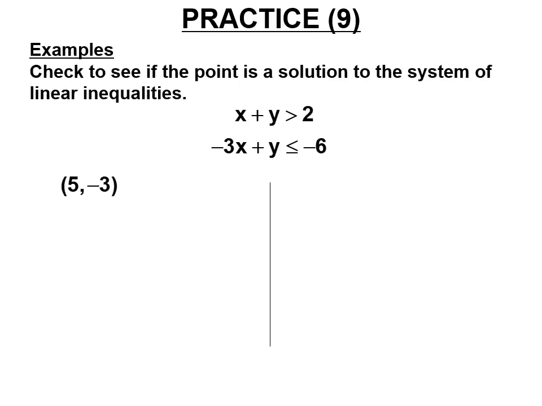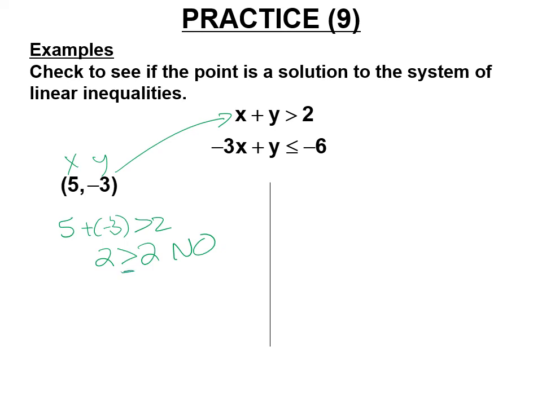So again, you can check whether a point is a solution without making the whole graph. If you get any no's, you don't have to finish. You're done. So there's x, there's y. So I'm putting it in the top: 5 plus negative 3 greater than 2. Is 2 greater than 2? No. And so we're done. What does that mean? It means it was on this dashed line, right? If I had had that symbol, it would have been a yes. So the top one is dashed and the point was on the dashed line. It's not a solution.